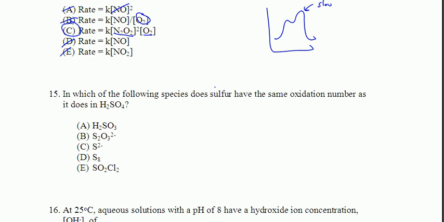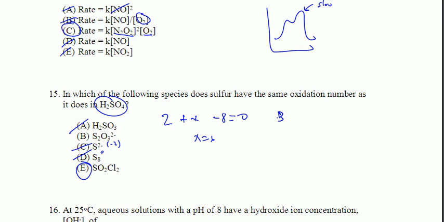In which of the following species does sulfur have the same oxidation number as it does in H2SO4? So in H2SO4 we have 2 for the H's plus x for the S minus 8 equals 0. We know that it's 6. Well, H2SO3 is different than H2SO4, so it can't be that. The answer is actually going to be E as you go through it. However, we know it's not this because it's -2 there, obviously, and we know it's 0 there. So it's really between S2O3 and SO2Cl2.